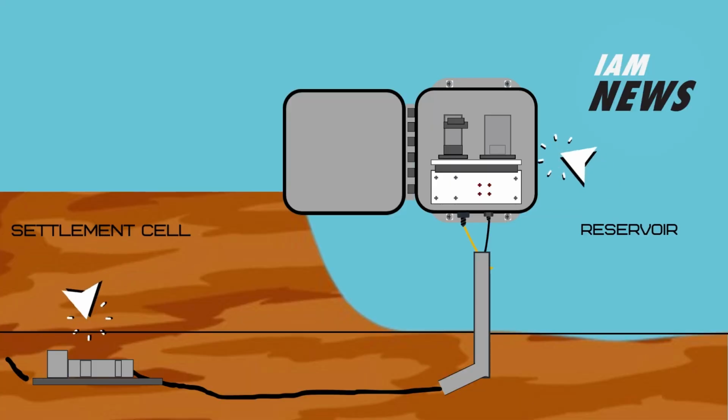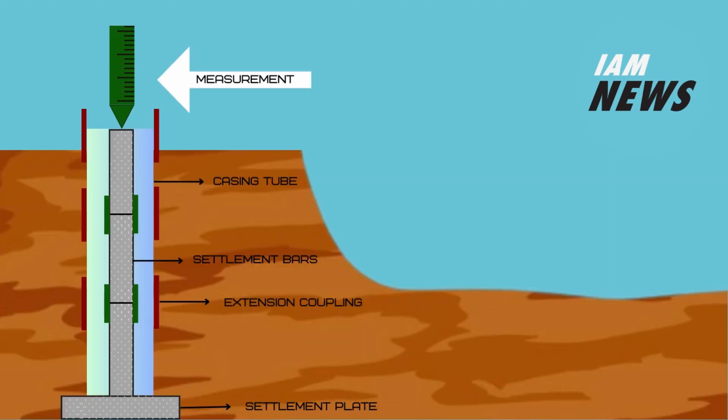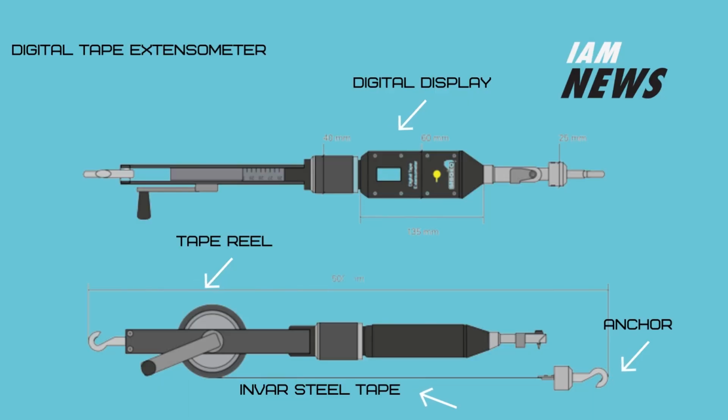Settlement cells consist of an instrumented chamber installed in the ground, while settlement gauges are typically placed on the surface or mounted on structures. Both devices enable accurate measurement of vertical displacement over time. So that takes care of vertical movement, but what tool is required to measure the extent of horizontal movement between points? The best tool for a job like this would be a digital tape extensometer.